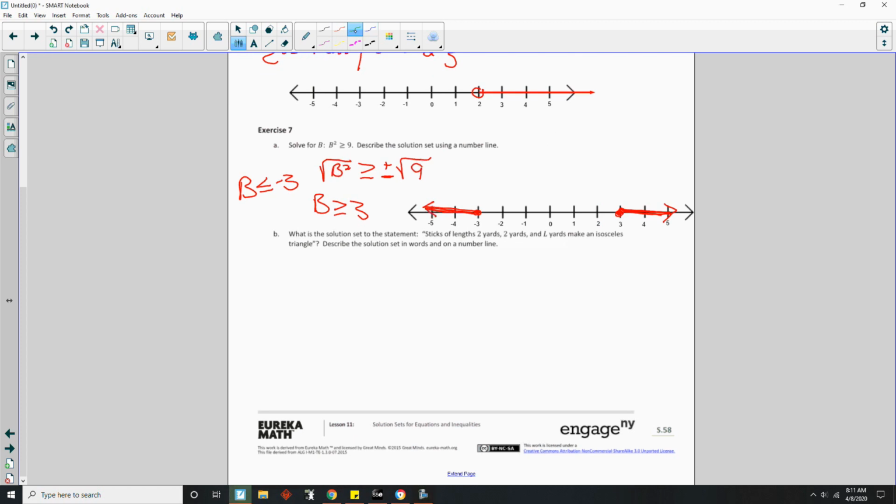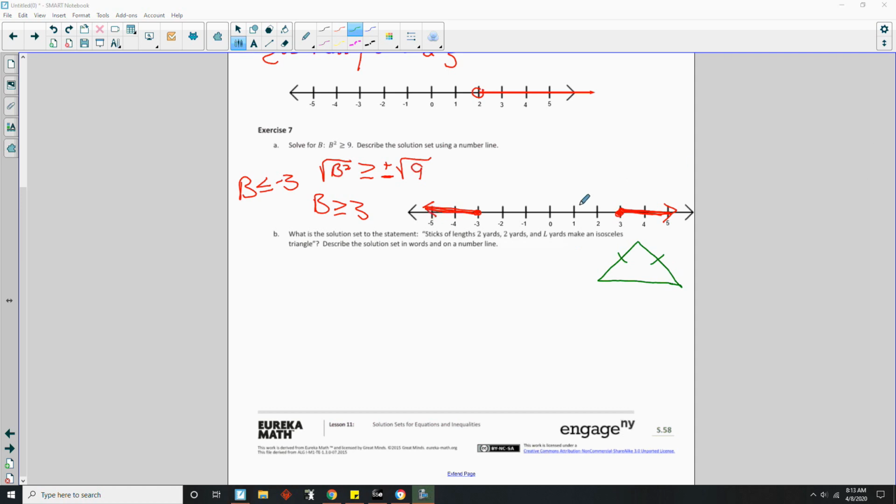Part B says, what is the solution set to the statement? Sticks of lengths 2 yards, 2 yards, and L yards make an isosceles triangle. Describe the solution set in words and on a number line. Okay, so think of a triangle, and it says isosceles. Well, if we just have a triangle, equilateral triangles are where the sides are all equal. Scalene is where they're all different. Isosceles is when we have two sides that are congruent.